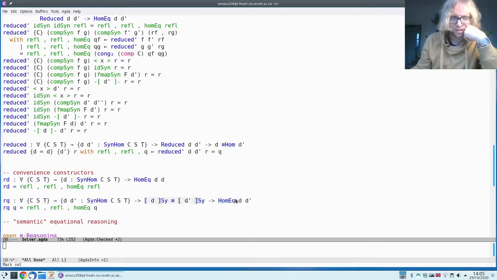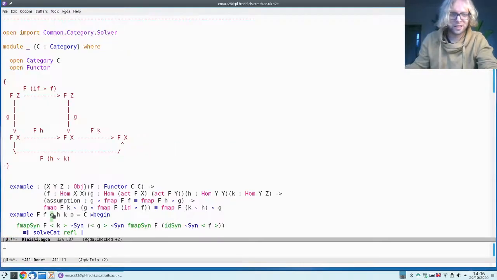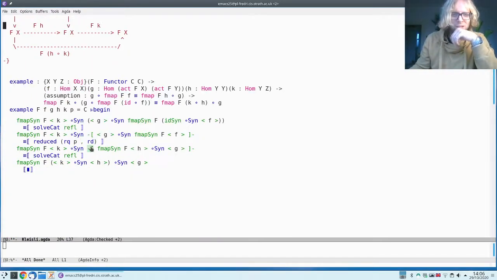So we want to show that d equals d prime, and we know that the meaning of d equals the meaning of d prime. So this is where we inject all our real proofs that actually do something. And everywhere else we just can use RD. So that's what we saw here, right? So we put an RD for the boring bit, and then we used RQ to use the assumption that we had.